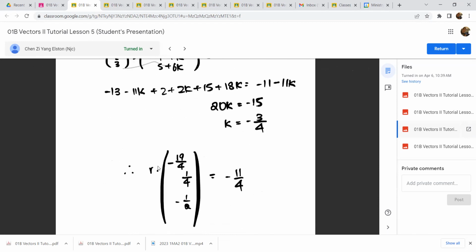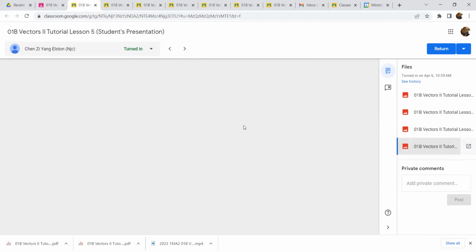And then what is this? This is the equation of the plane. What form did they want? Oh, you haven't seen the last part, right?